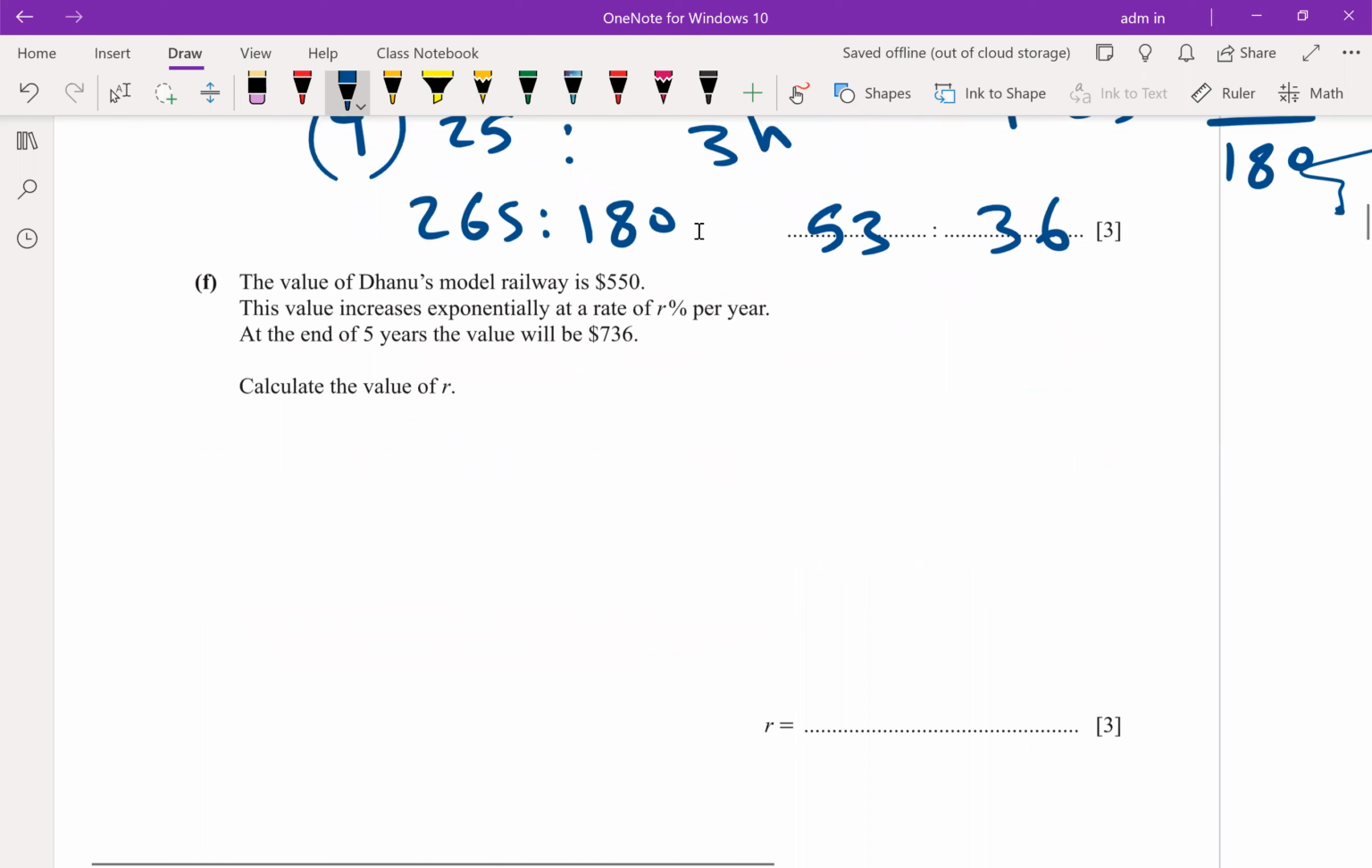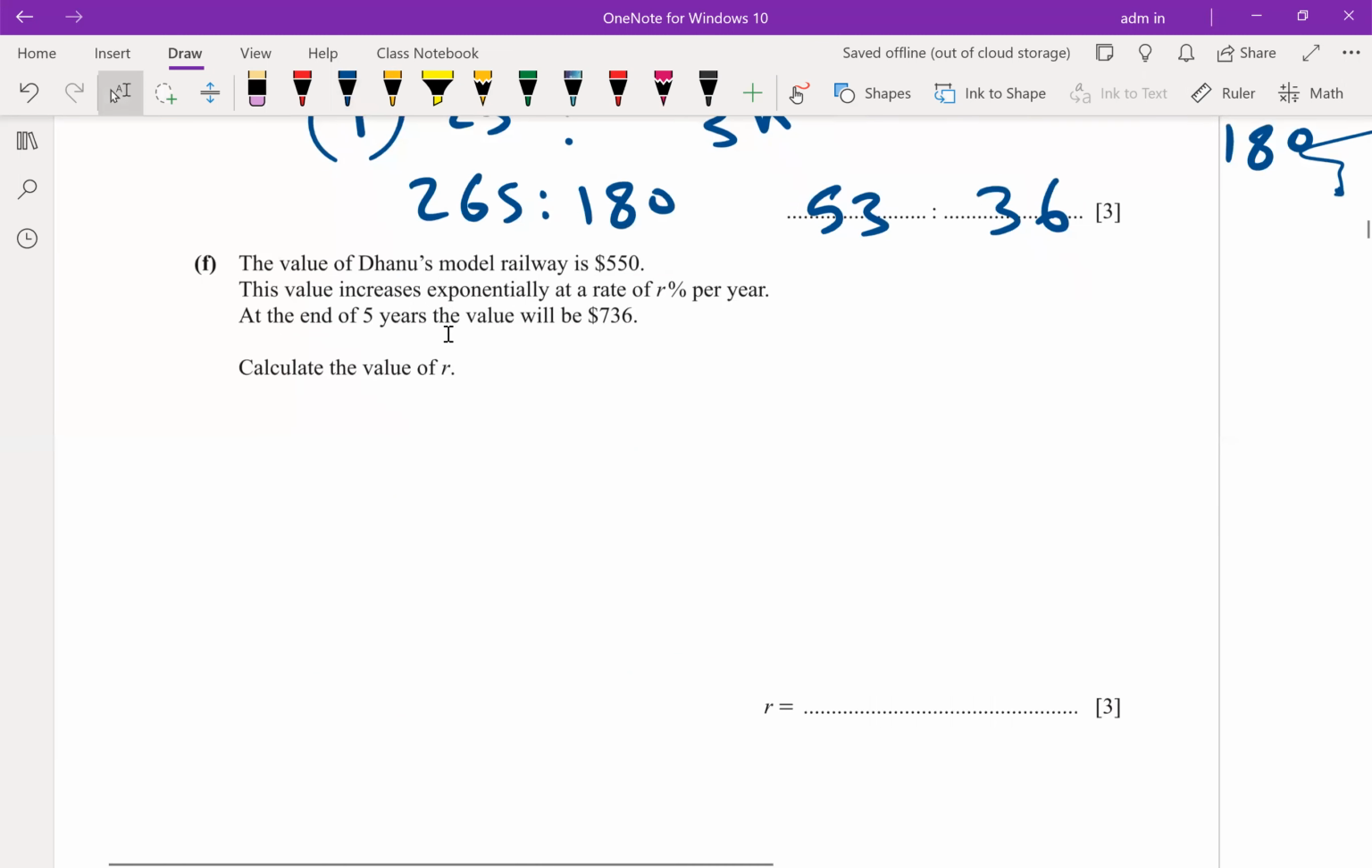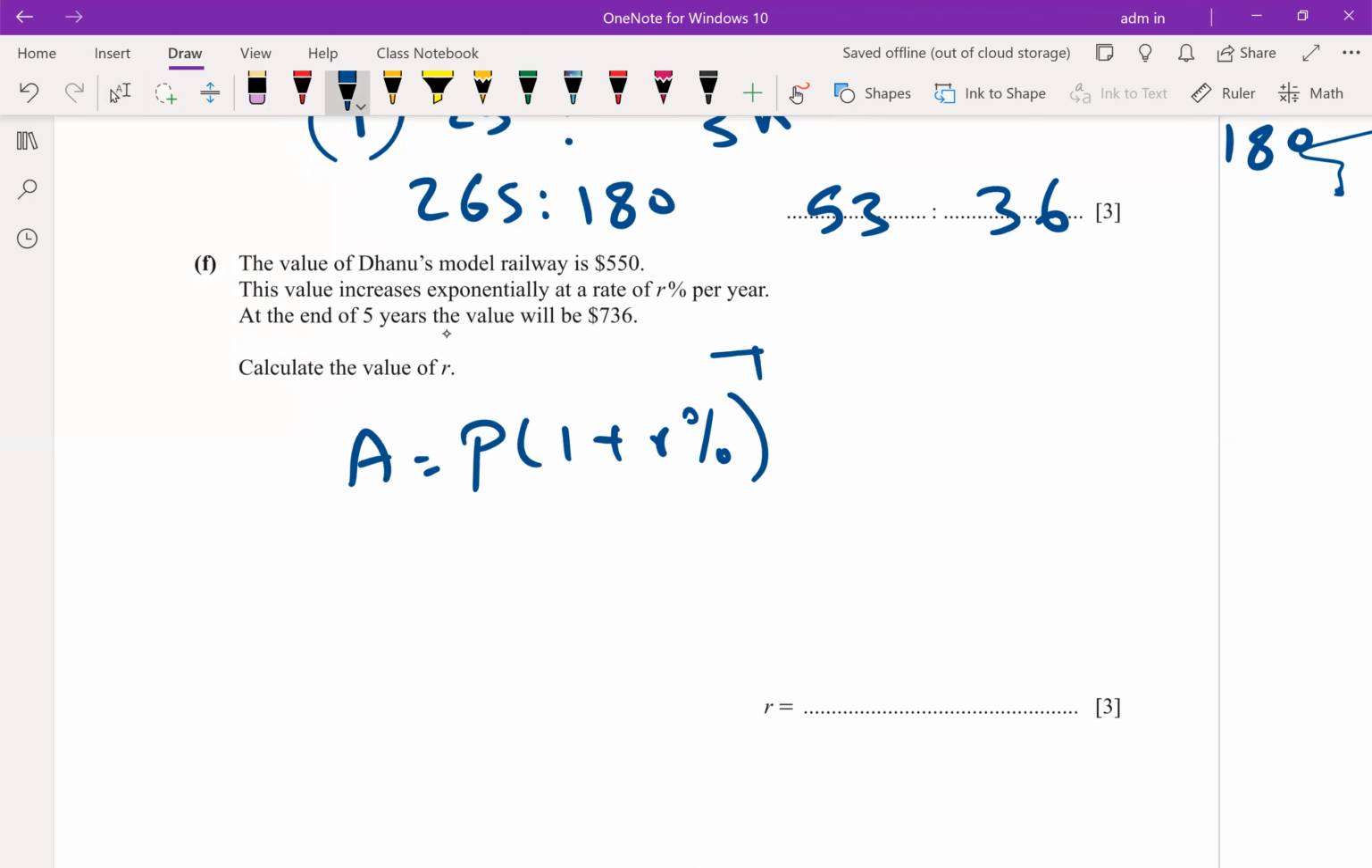When there is an exponential increase, do you remember the form? It's exactly like the compound interest form. But if it is increasing, it will be plus. If it is decreasing, it will be minus. So the total amount is P(1 plus R%) all to the power of T, given the principal amount and the total, which is A, given.